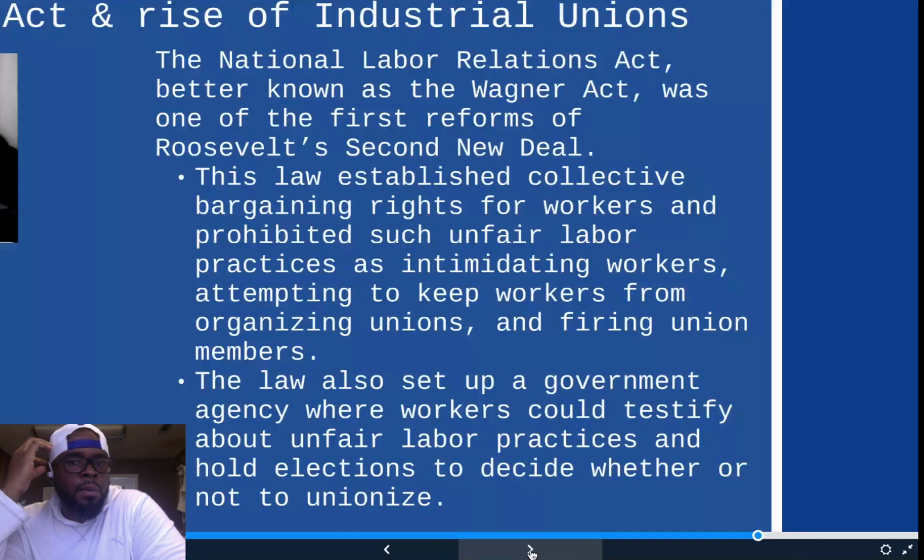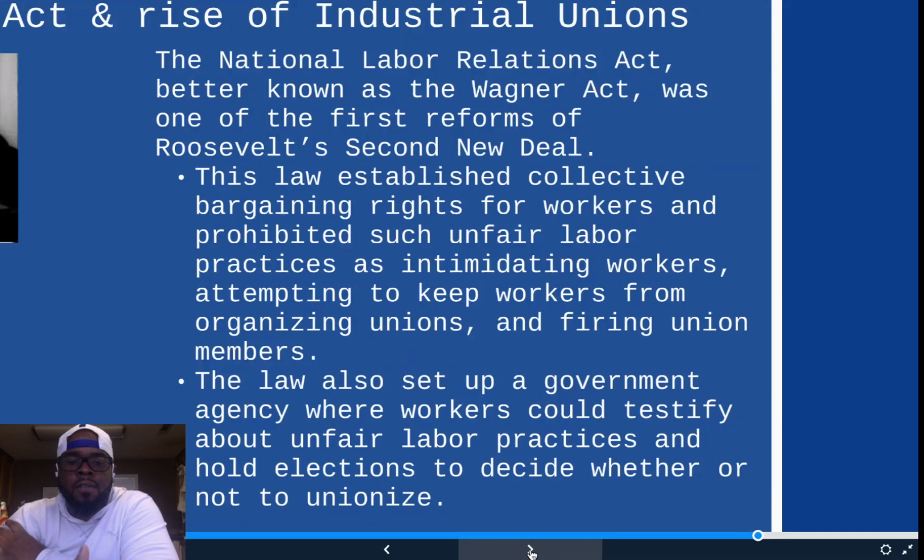But the National Labor Relations Act, better known as the Wagner Act, again, the Wagner Act and the National Labor Relations Act is the same thing. In case you see that's an assessment, make sure you guys remember. This was one of the first reforms done by Roosevelt during his second New Deal. The law was really to try to give more power to workers by allowing them to form unions and also to strike. At this time, remember, unions did not have a lot of power, even though everything that happened with the trust monopolies era. So they're still trying to fight for that.